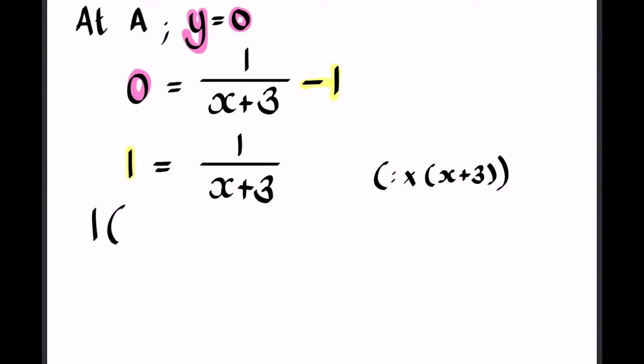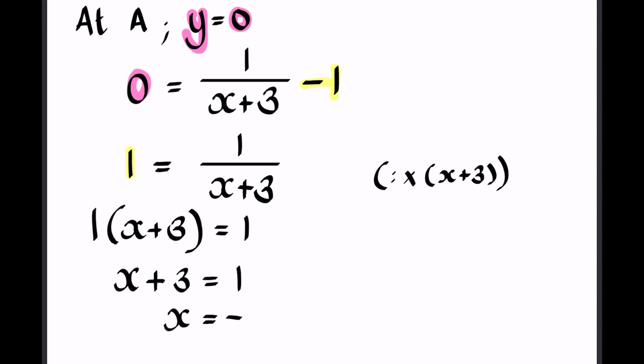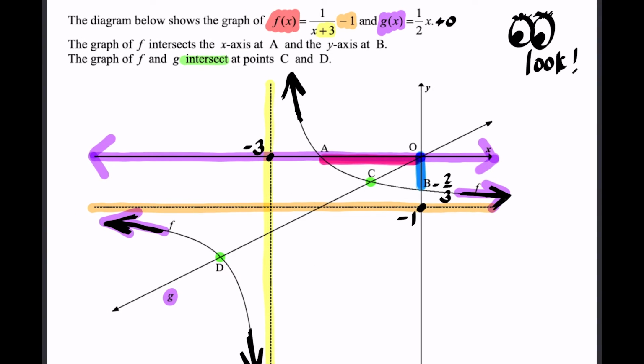So I'll have 1 into x plus 3, which is obviously just x plus 3, but I like to show all the steps, especially when I'm teaching. So I have 1 into x plus 3 equal to 1. So that means I have x plus 3 equal to 1. So x is equal to negative 2. So that means that I have x equal to negative 2.